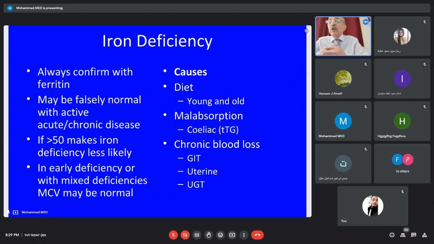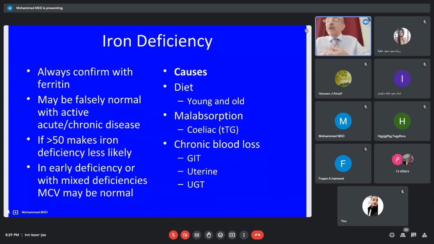Iron deficiency, always confirm with ferritin. We discussed this; it may be falsely normal with active disease, in acute or chronic diseases, but usually here you will have the picture clear. For example, a patient with active rheumatoid arthritis and microcytic anemia suggestive of iron deficiency, but the ferritin is within normal. We will say this is acute phase reaction.